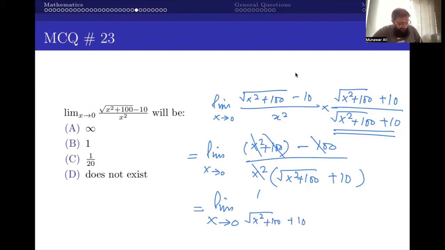So then now I can just substitute the value of x to be 0, because I cannot get something which is infinite. So 1 over, this is going to be 0. So the square root of 100 is 10, plus 10, which is 1 over 20. So the correct option from this one is C.